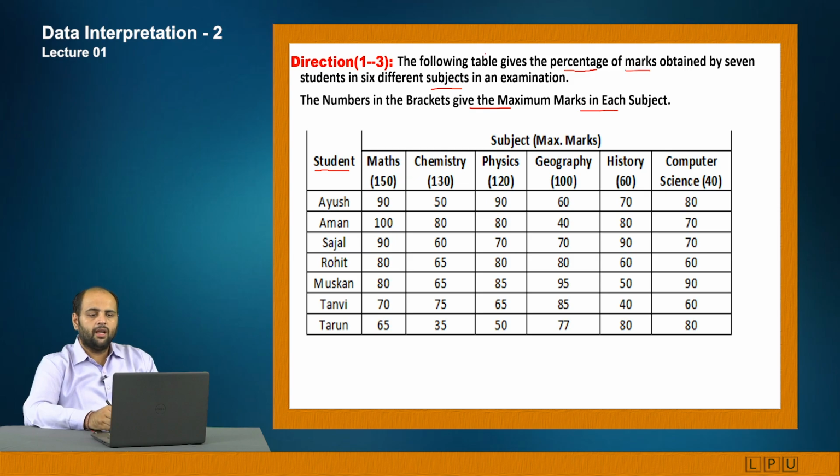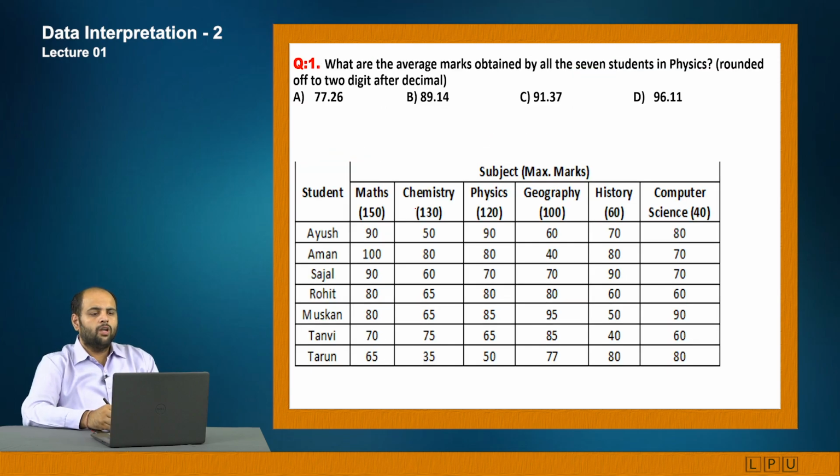So read the information carefully, because sometimes students understand it as normal marks, but it is a percentage of marks. The marks given in the brackets are the maximum marks. Depending upon the question, we have to understand it and solve it accordingly. First, what are the average marks obtained by all the 7 students in physics, rounded off to 2 digits after decimal? So we have to find out the average marks obtained.